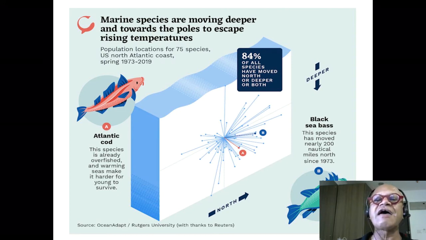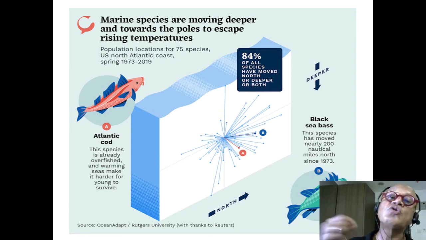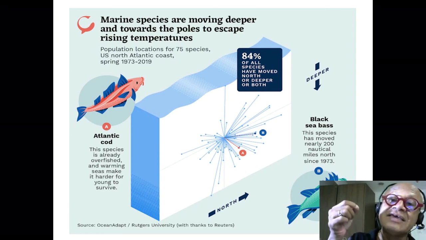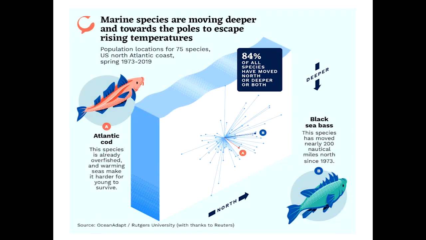84% of all species have moved deeper or northward towards the poles, or both. So they have moved deeper and northward. The black sea bass, for example, is a species that has moved nearly 200 nautical miles since 1973. Okay, so we are talking about serious impacts, and these are multiple impacts. We continue to put fishing pressure, we continue to acidify the waters, we continue to warm the oceans, and the physical, biological, and chemical impacts are all going to be integrated by the ocean, and the marine species are going to feel the impacts at all levels.